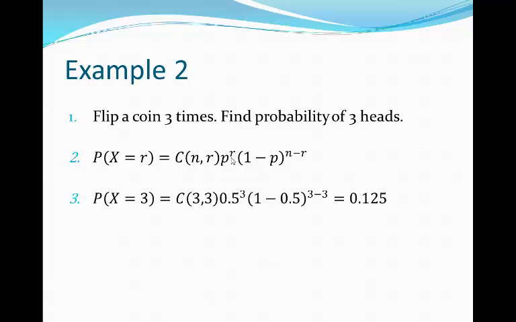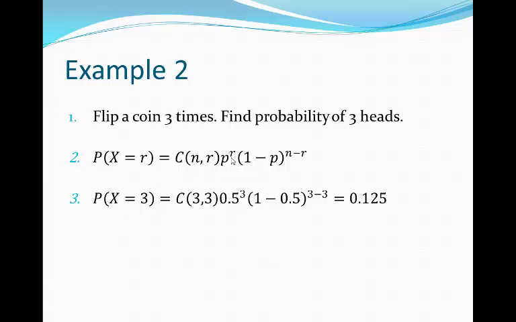We plug those values in, C(3,3), 0.5 to the 3, 0.5 to the 0, and multiply these out. We get 0.125 or 1/8. By the way, this is one that is easy to compute without the aid of the formula.